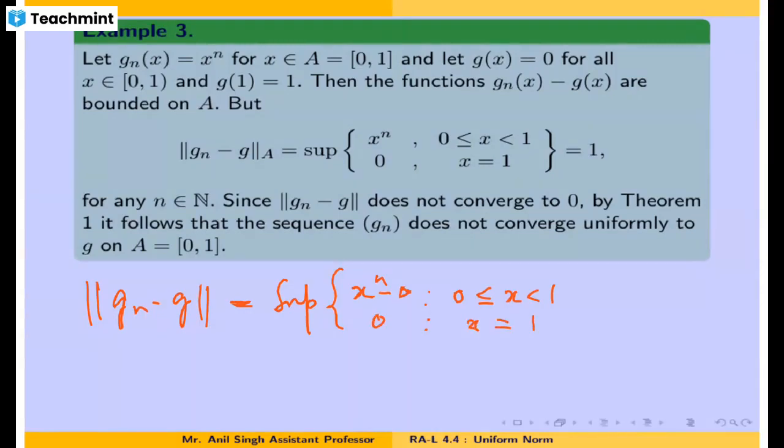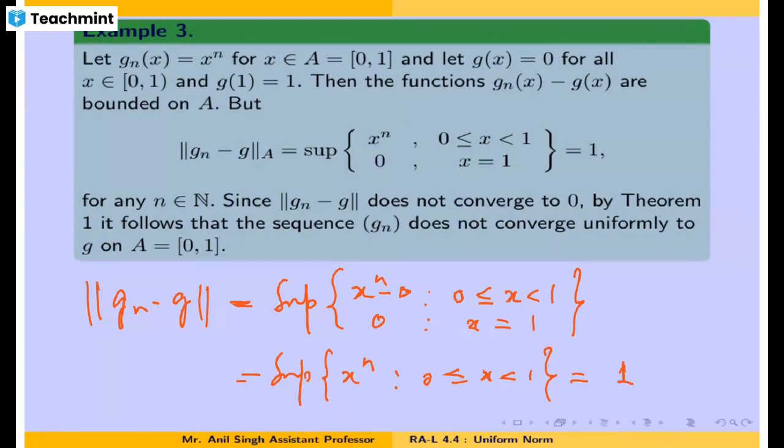So it has to be zero. That means it has to be the supremum of x to the power n for 0 less than or equal to x less than 1. I will remove the zero at the bottom, because the supremum will not come from it. So you know that the supremum of this set will be 1, because the maximum value of the function x to the power n on the interval 0 1, you can check, is attained at the endpoint since it is an increasing function. So its supremum is 1.